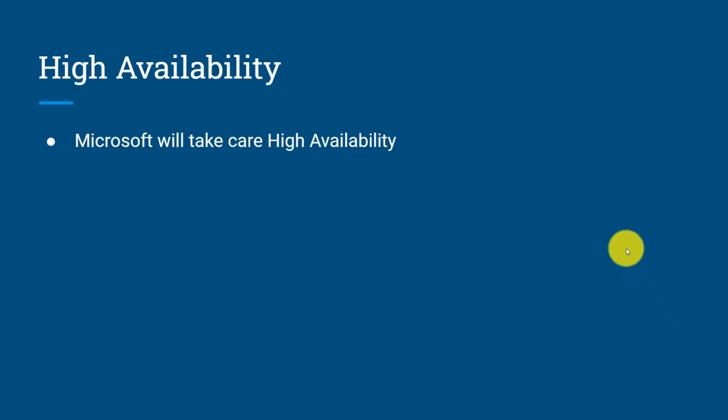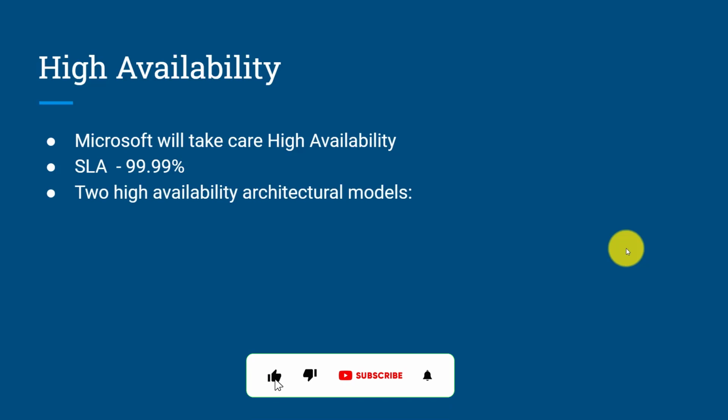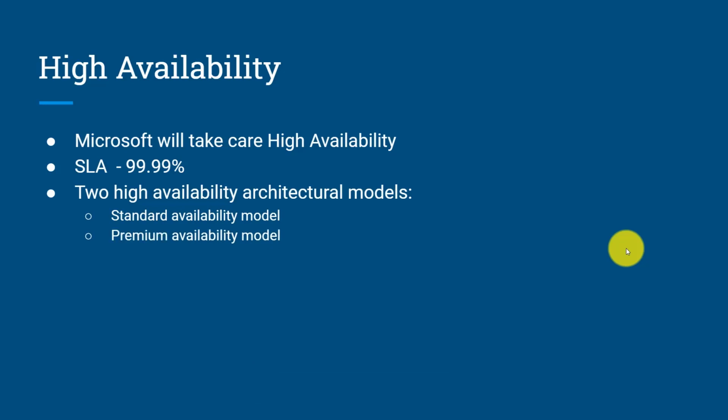Microsoft will guarantee that your database will be available 99.99% of the time. It means that during server upgrading, patching, or any software, hardware or network failure, Microsoft will make sure that your database will be available. There are two types of architecture models for high availability. The first is the standard availability model and the second is the premium availability model.